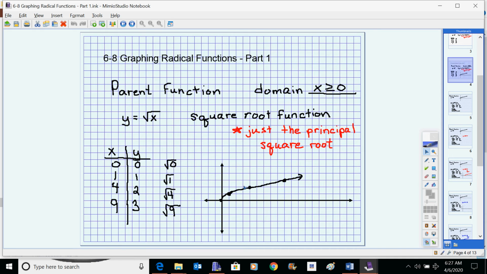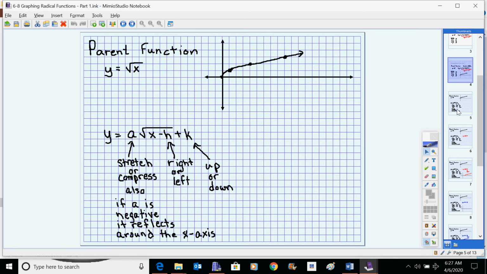All right, so this is our new parent function. All of the other functions that we're going to look at today are shifts and stretches from this basic function. Some of them are easier to find. The ones that are up, down, left, right, and have nothing else going on are very, very easy to get from the parent function. So we're going to take a look.